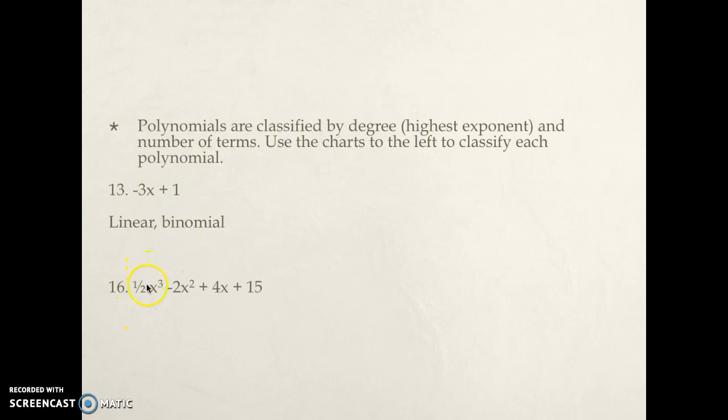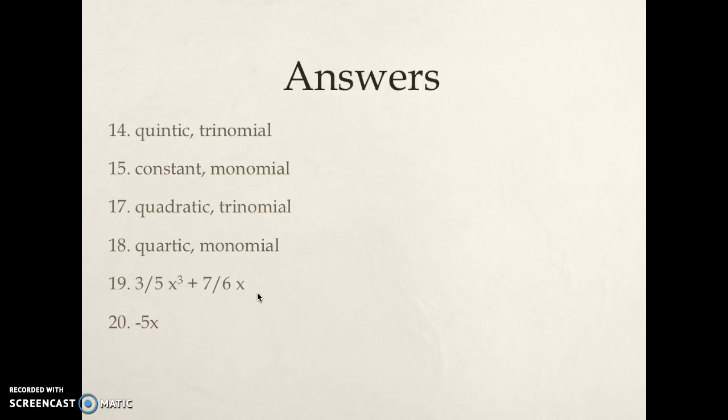Next, we have number 16, 1/2 x to the third power minus 2x squared plus 4x plus 15. This is number 16 on your sheet. Well, our highest degree would be this 3. Okay, so if we look at our chart, it's cubic. And how many terms do we have? We have 1, 2, 3, and 4. So it's a polynomial. So it's a cubic polynomial. Now try numbers 14 through 15 and 17 through 20 on your own. Here are the answers for those problems.